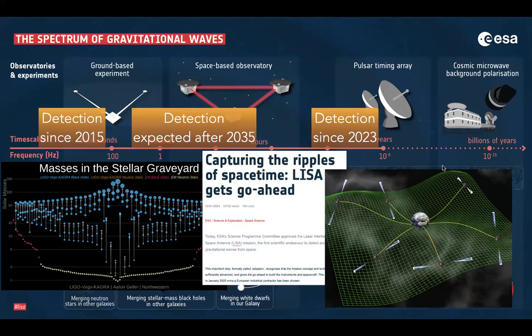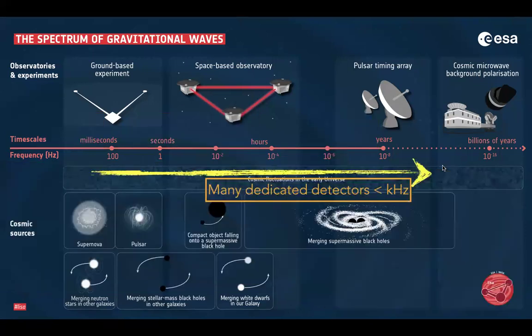And laser interferometer space antenna, LISA, is planned to be launched in 2035, and its aim is to detect gravitational waves in the millihertz range to bridge the gap between 100 hertz and the nanohertz. So these are all very exciting.